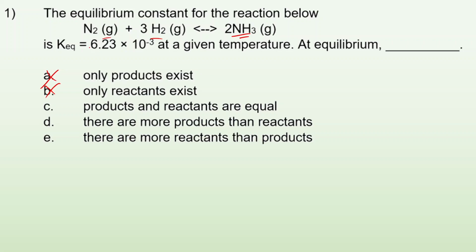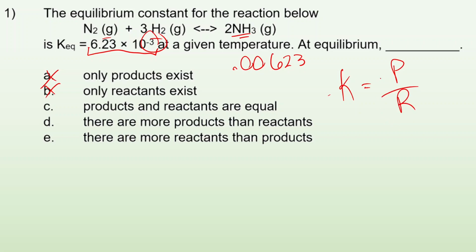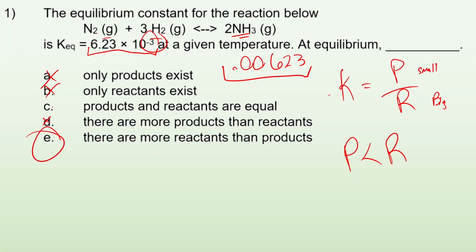Interesting. So we look at the value for KEQ and we see that it's times 10 to the minus 3. So that means it's really like 0.00623. So this number is small. It's less than 1. Remember, the generic KEQ expression is the products over the reactants, if we were to make it overly simplified. So if I wanted something that was tiny, well, I need to have the products be less than the reactants. Because that way we have a small number over a big number, which will give me a decimal. So I'm looking for that option. There are more products than reactants? No, there are more reactants than products.